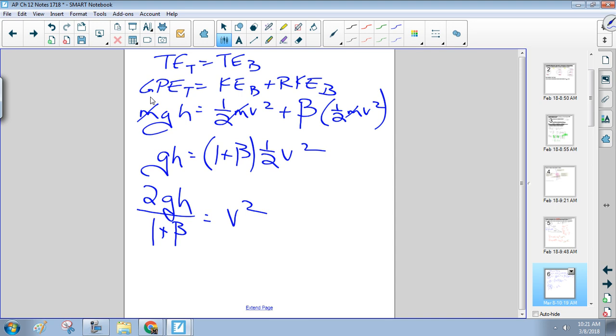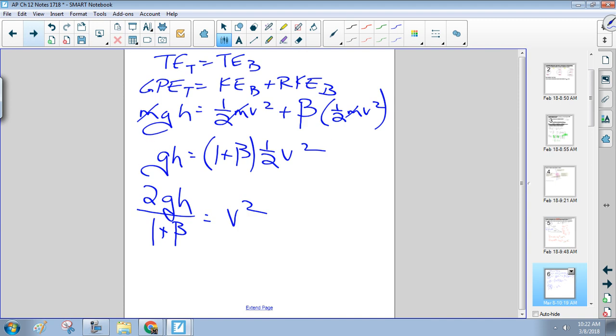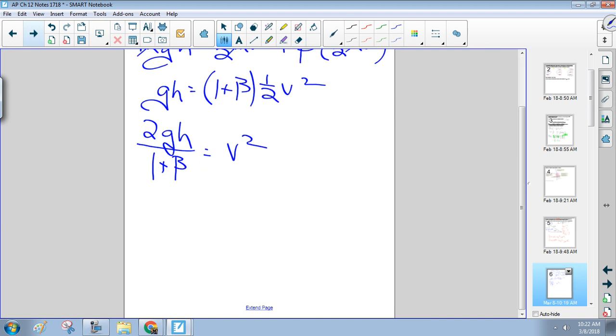All right, everybody happy? All right, so the problem is we don't know what h is, right? That wasn't one of our given things. So we need to replace h with delta x sine theta, okay? So I'm going to go one more step here. 2g delta x sine theta over 1 plus beta equals v squared. All right, so we now have our velocity, yes? Are there any problems?